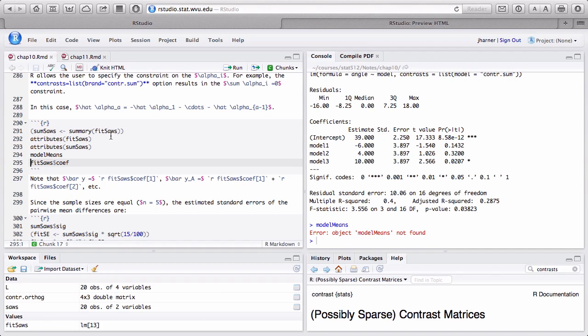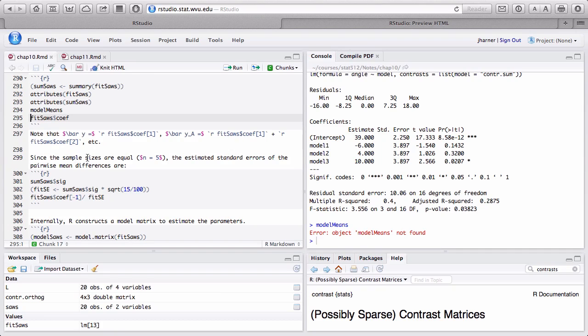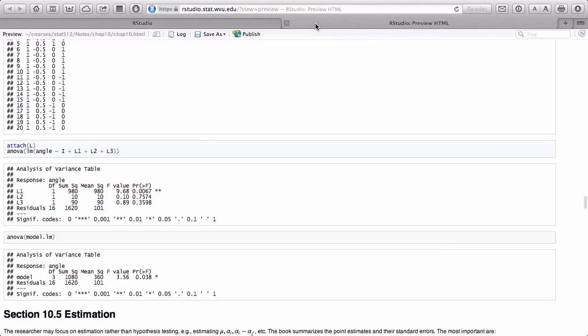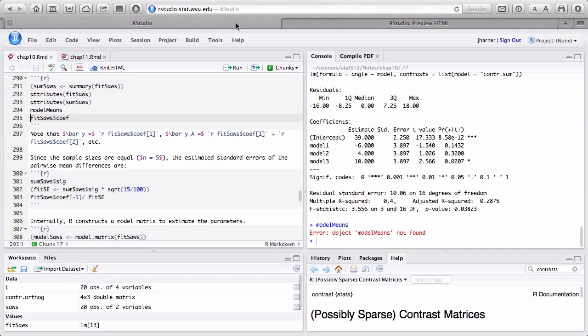I hadn't recomputed that. That was way up at the beginning where I computed the model means. Now, what I'm showing here, if you look, here, I'm computing the estimate of sigma hat. And I get that from the summary statistic.